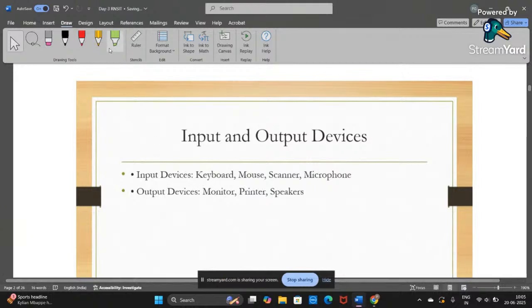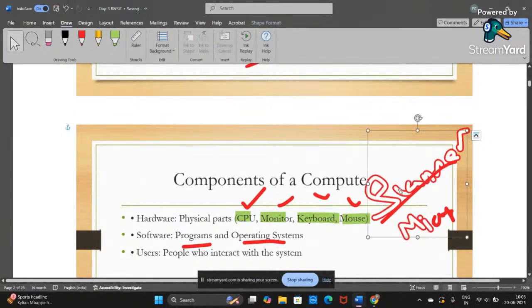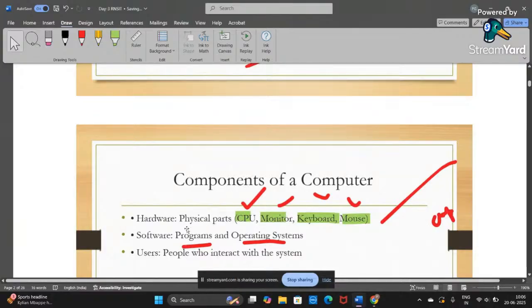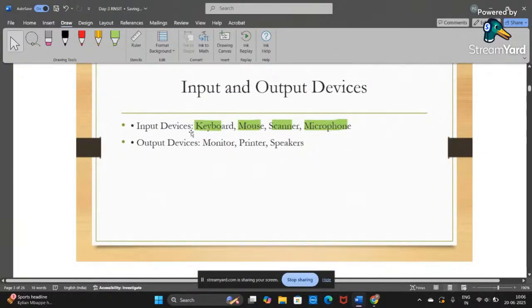Input devices are keyboard, mouse, scanner, microphone. Hardware parts, physical parts, are CPU, monitor, keyboard, and mouse. And input devices are keyboard, mouse, scanner, microphone. Don't get confused. And output devices are monitor, printer, speaker. These are called output devices.